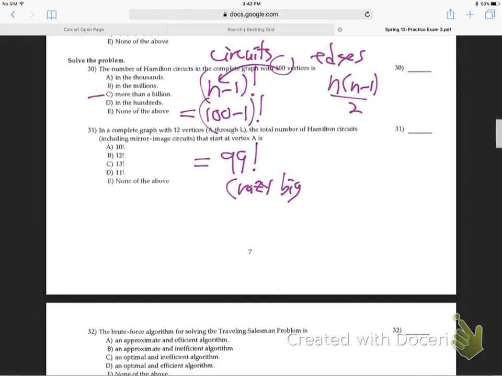All right, 31. Complete graph, 12 vertices, total number of circuits. Well, it'd be 11 factorial, right? It's just n minus 1 factorial. That's a nice, easy question after all those other painful ones. There we go. Easy one there.